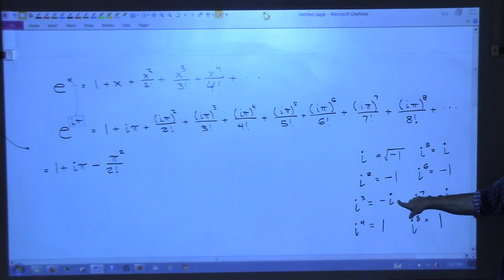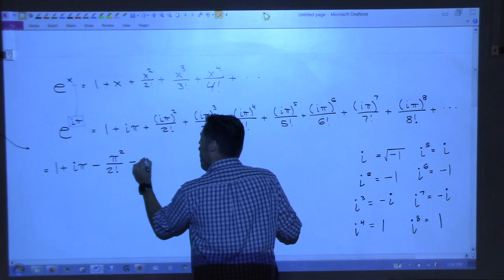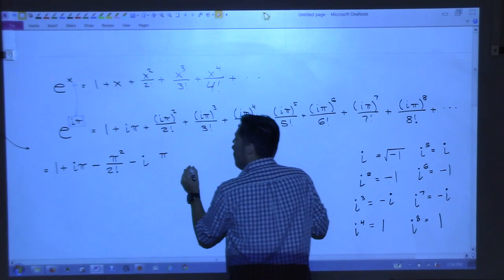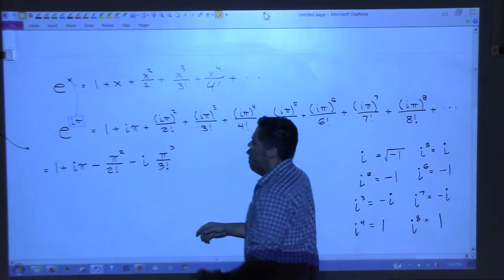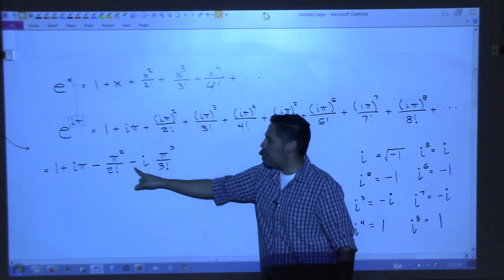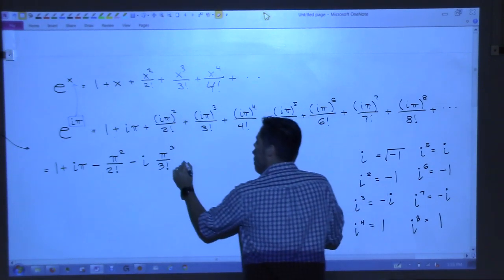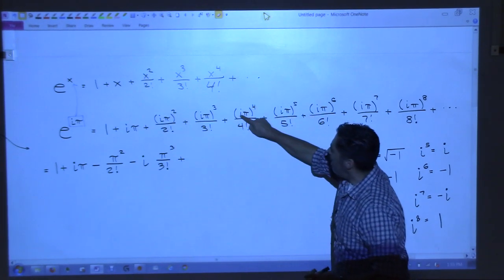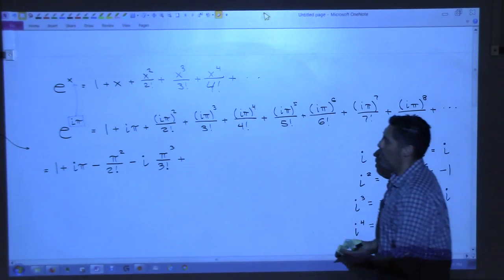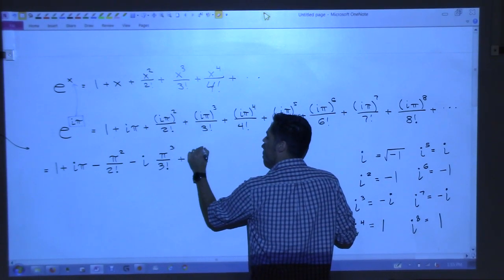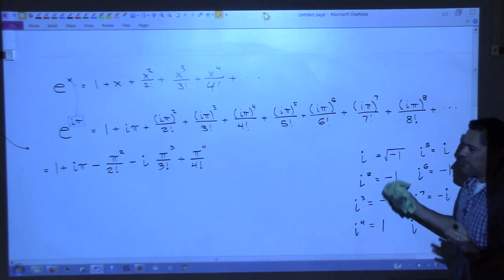Okay, next one. What is i cubed? Negative i, right? So watch how I write this. Negative i pi what? Cubed over 3 factorial. So I brought the i cubed out front as a negative i because i cubed is negative i, right? Keep going. Plus, what is i to the 4th? 1, okay? So I'll just have here what? Pi to the 4th over 4 factorial. I know this looks weird, just follow me through here.